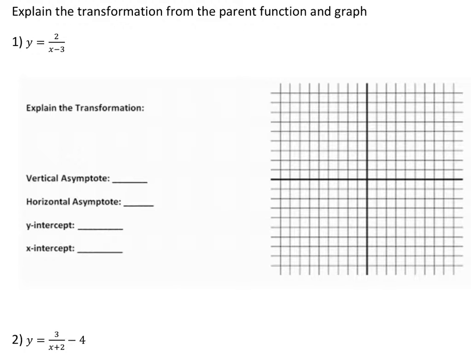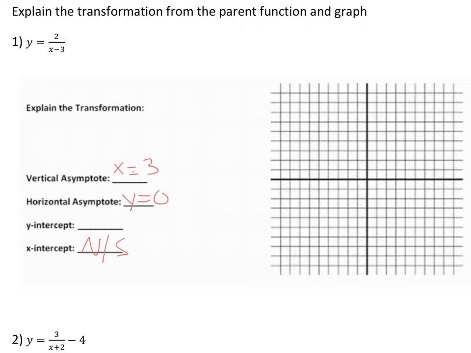Vertical asymptote. Did I move left or right? I sure did. x equals 3. Remember, it's always opposite. Horizontal asymptote. Did I move up or down? Did not. So y is 0. Right away, I'm going to put no solution here, because if I get 0 for this one, that means I won't have an x-intercept because y cannot be 0. Because remember, x-intercept means y is equal to 0.